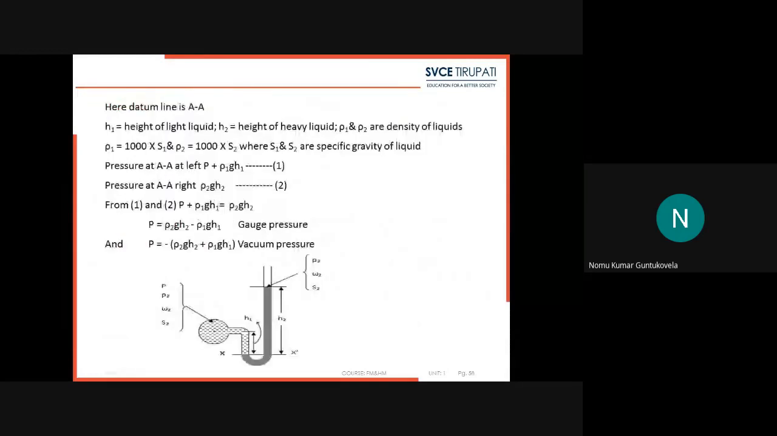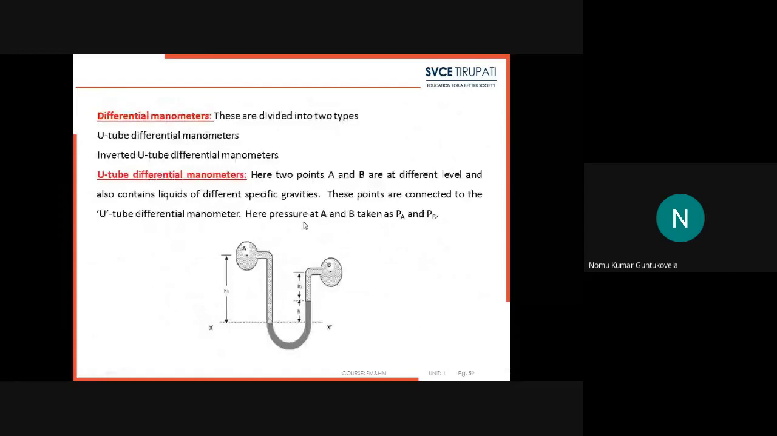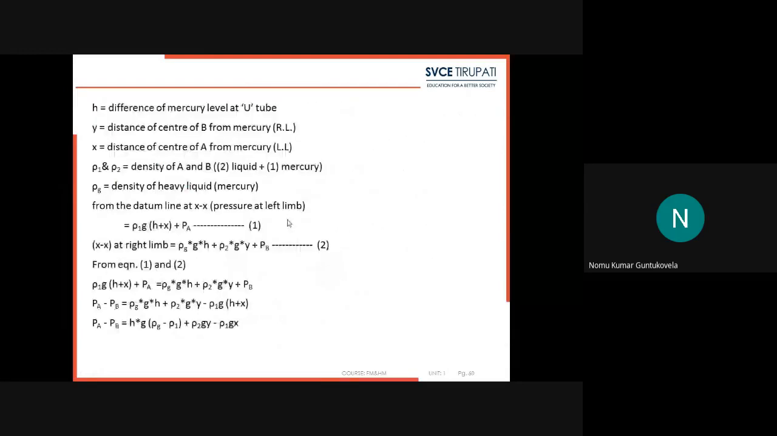Okay, so I'll come to differential manometers. Both are closed ends. Okay, so here we are finding the difference in the pressure at point A and point B. Okay, like this. Based on this, we also have some GATE problems.